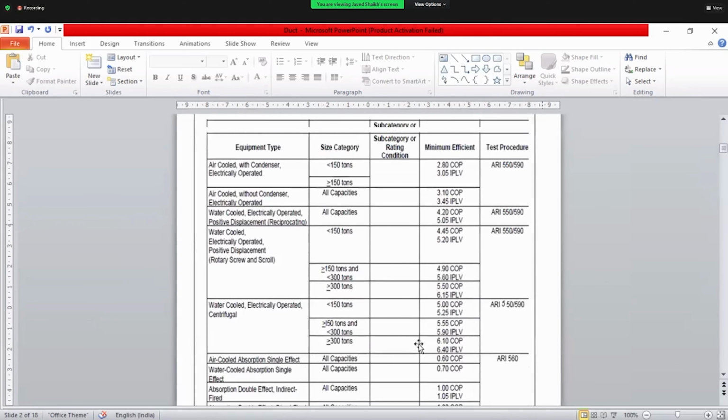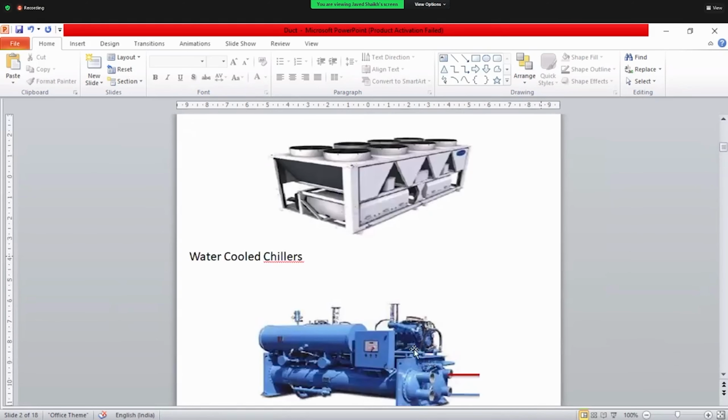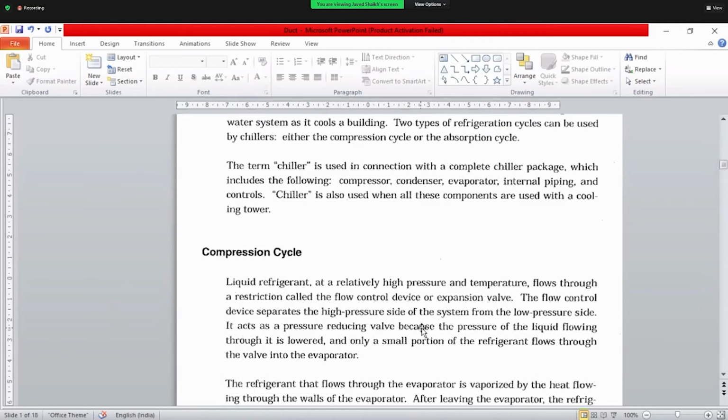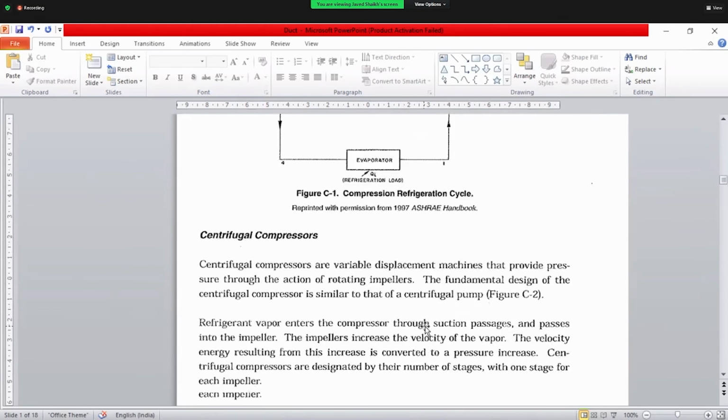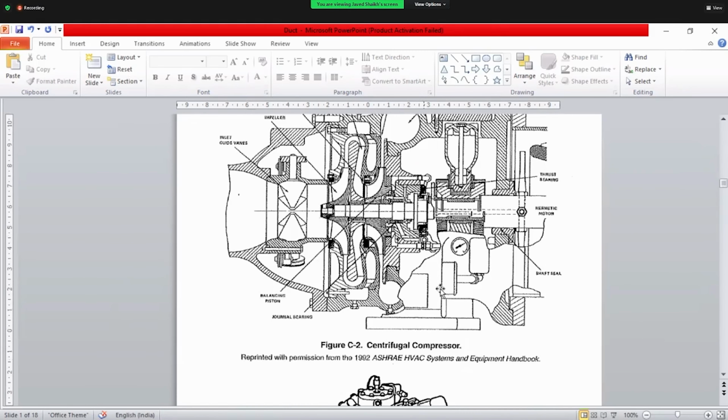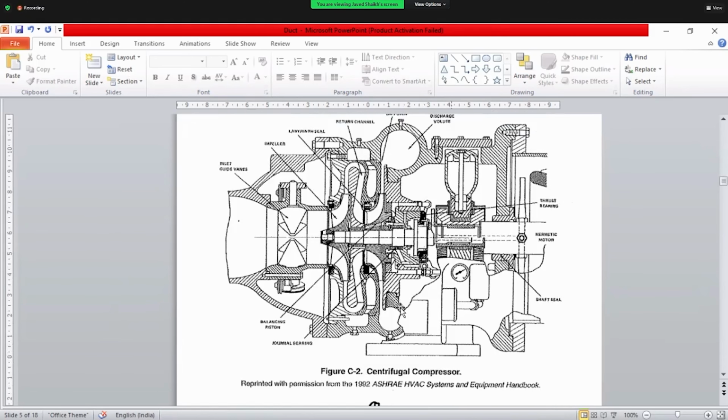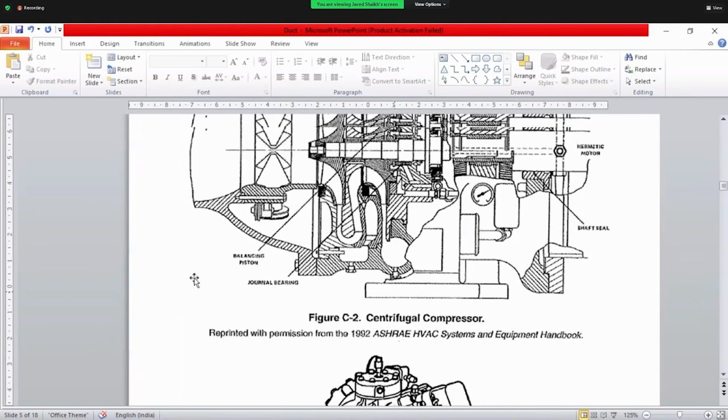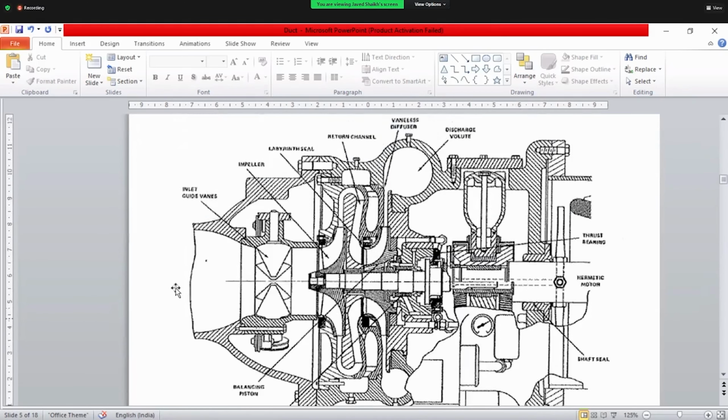So this here is basically a compressor, a centrifugal compressor, which compresses. Here is a section of this centrifugal compressor. What happens here, this is the inlet, from where the refrigerant is taken from the evaporator. From the evaporator it sucks in, and then it passes to the impeller.